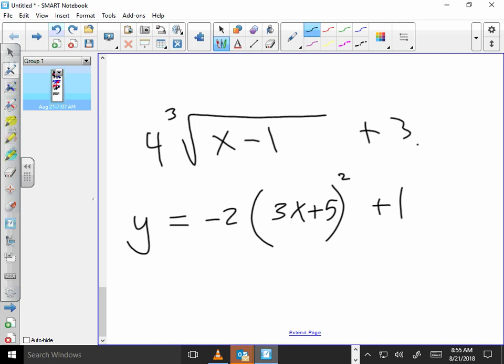Negative 2. Okay. And then add 1 to the y's, because of that. Subtract 5 from the x's, and then divide the x's by 3. Inside is always the x's, outside is always the y's. Nice shape. No, that's good. Just stop doubting yourself. That's fabulous. Label the points on the graph, LJ.